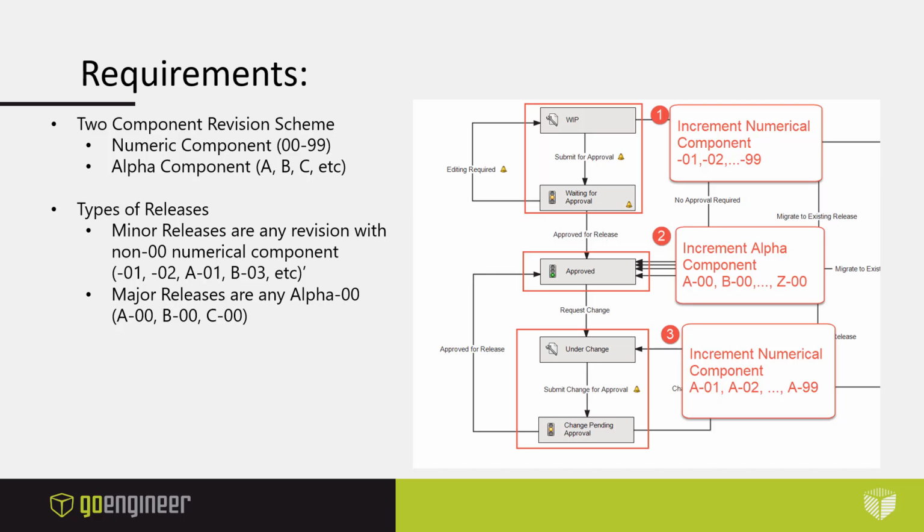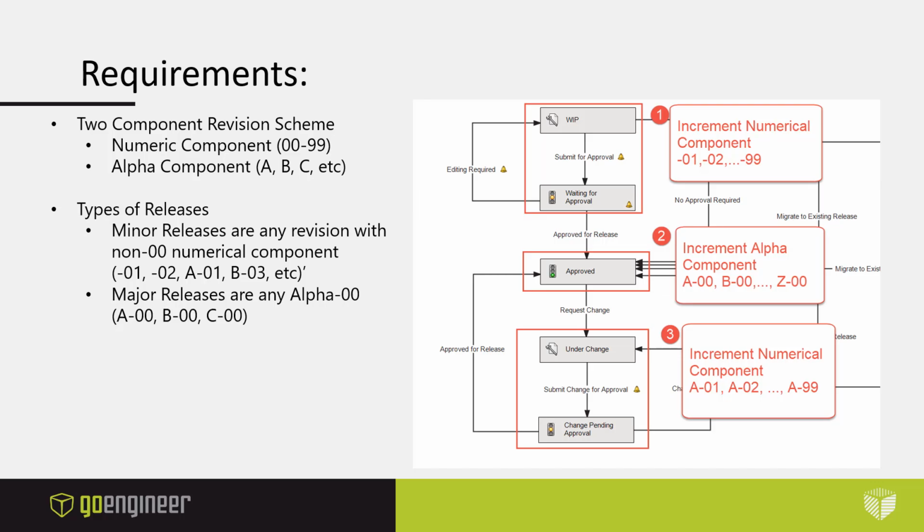Looking at the customer's requirements, and this is a set of requirements that I've seen at many individuals and many companies who utilize a multi-component revision scheme. They have a numeric component, which typically goes from something like 00 to 99, and an alpha component that goes A, B, C, and so on. And they utilize these two components in a single revision scheme as an alpha-numeric. And this can represent two types of releases.